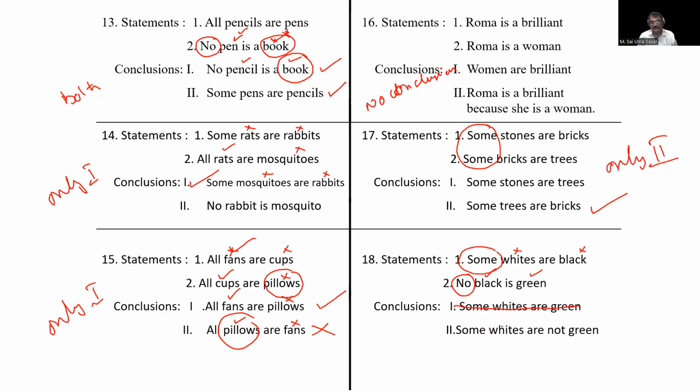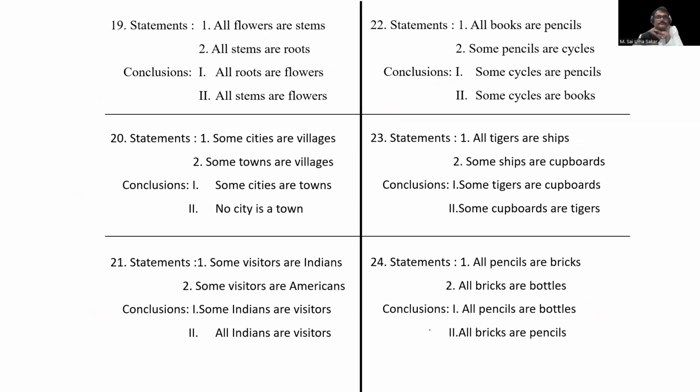Now the last one. Check whether any term is distributed in the conclusion. Here whites is not distributed and green is distributed in the conclusion and in the statement as well. So what is the answer? Only two follows. Why? Because green is distributed in the conclusion and the statement also. This is about the 18th question. Now go to the 19th one.